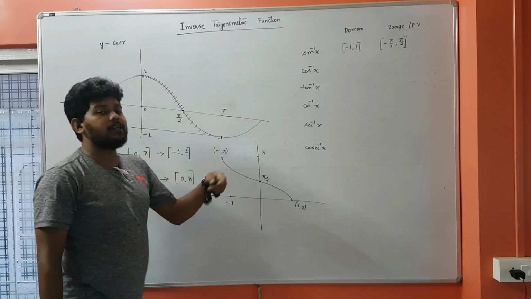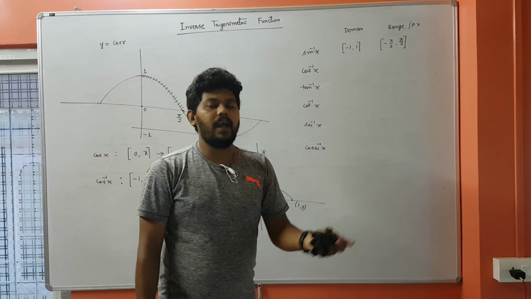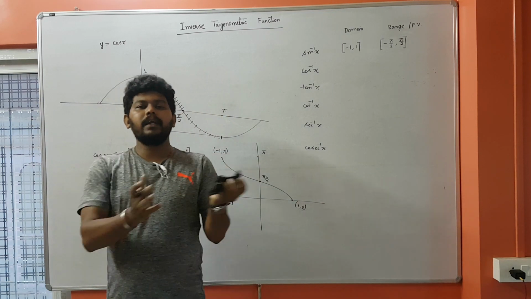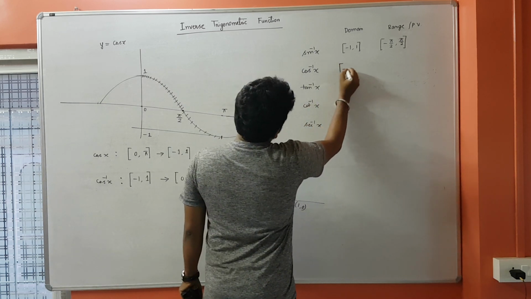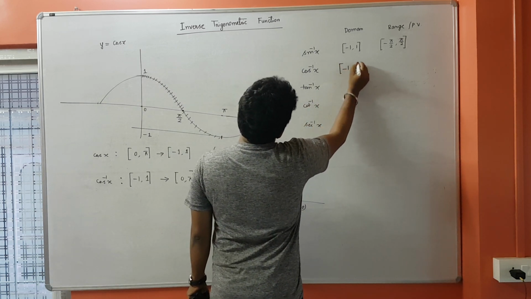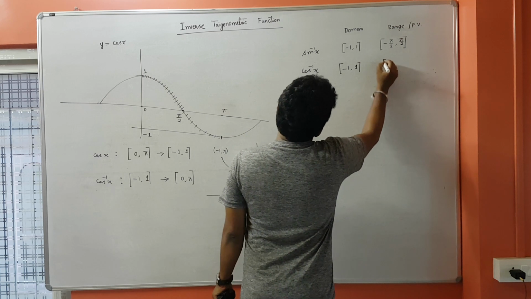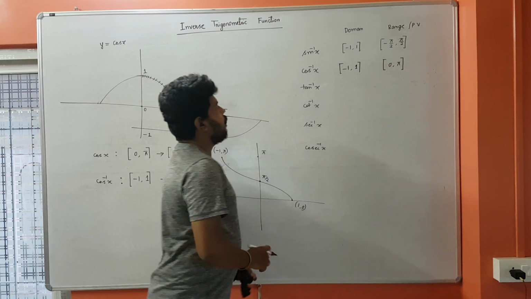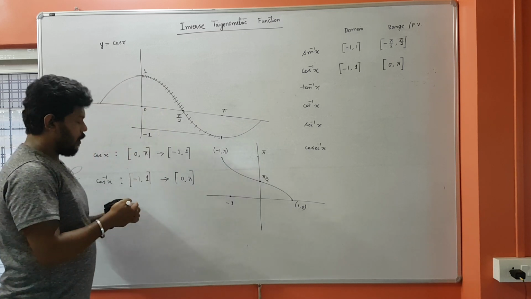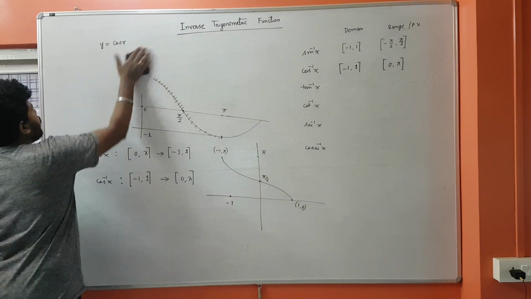If I put cos inverse 2, this is not defined because cos theta can never attain the value 2. Domain of cos inverse of x is -1 to +1 and range is 0 comma pi. Now move on to tan inverse of x.